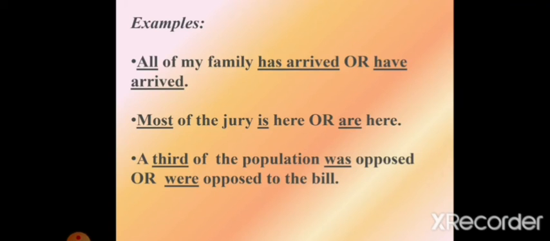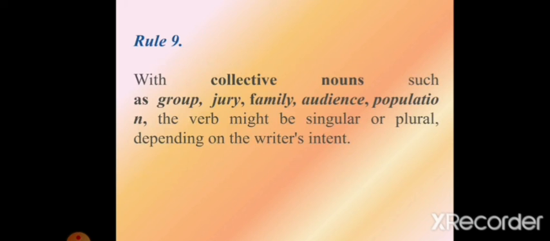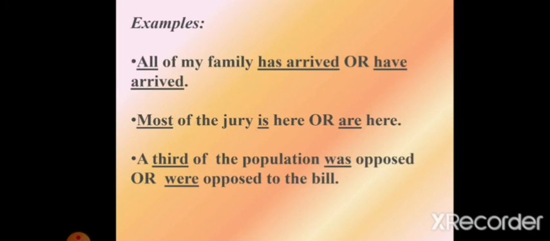Most of the jury is here or are here. So most is like you're taking them singularly. Most of them, one by one, is here. But if you say jury, they are here. A third of the population was opposed or were opposed to the bill. So both are applicable. It depends on what sense you are taking it in. So we are talking again of collective nouns here. Pay attention. Collective nouns, you can take them as one unit or as plurals too.